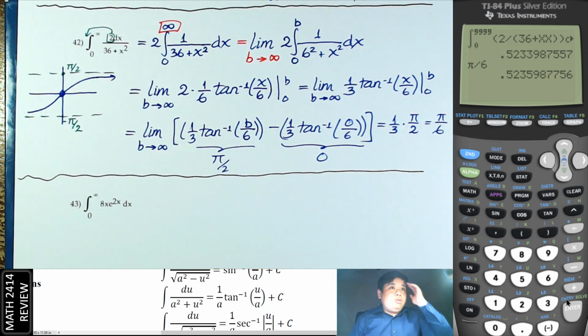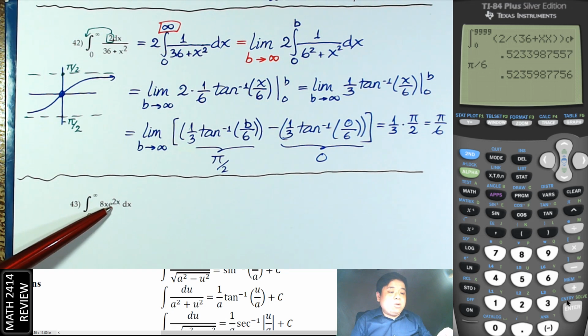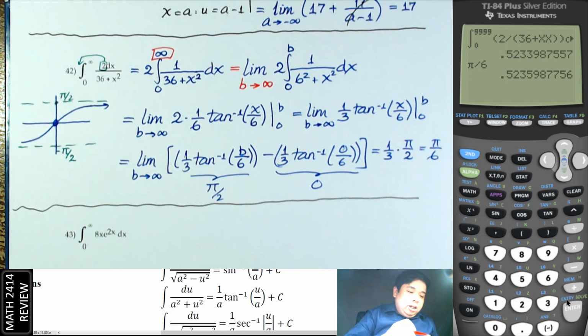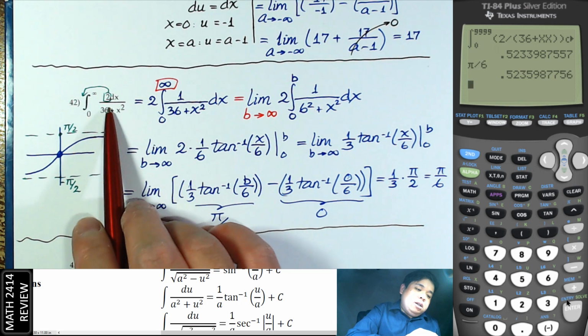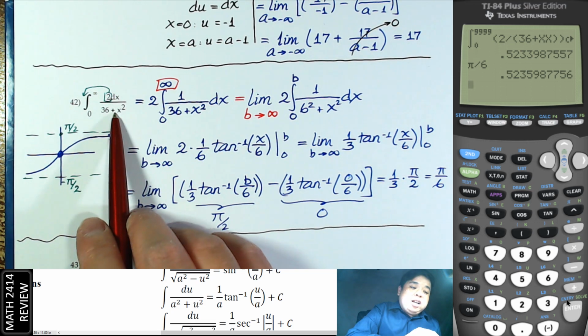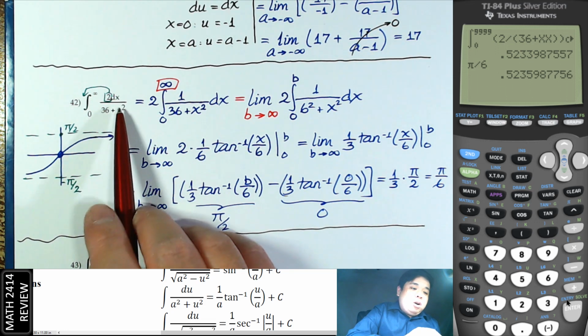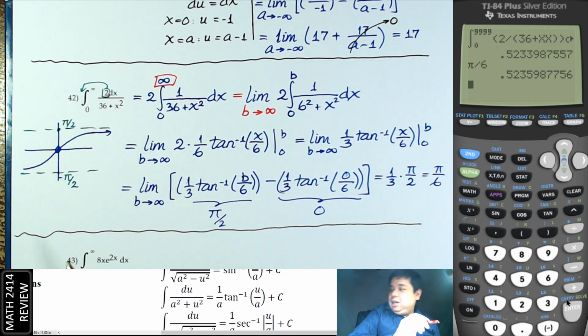Right, next we have this one. So once again, obviously the problem is with the limit. The function here is always defined. Right, I forgot to mention one thing, that 36 plus x squared here, x squared is always greater than or equal to 0, so the bottom will never be 0. So we don't have any problem with an undefined integral.